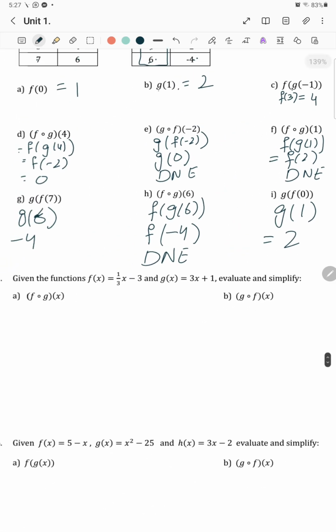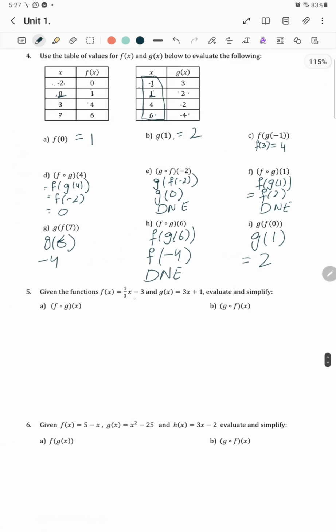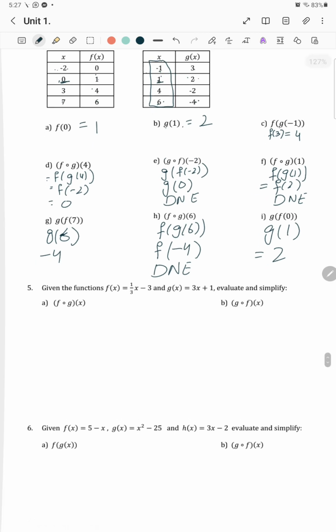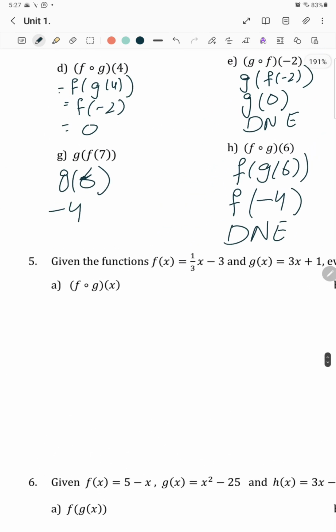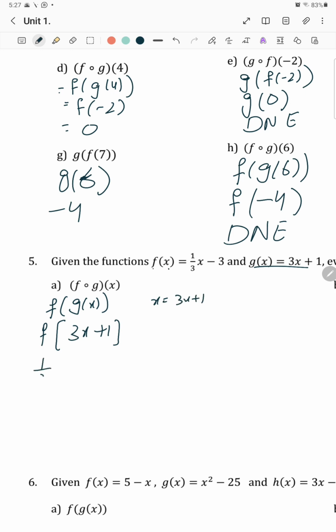Given the function f of x and g of x, evaluate and simplify f g of x. So it's very simple. f g of x. You need to write over here g of x, that is 3x plus 1. This is g of x. Now this is the new x, 3x plus 1. So write it in f of x equal to 1 by 3 x, what is x? 3x plus 1, minus 3. So x plus 1 by 3 minus 3.